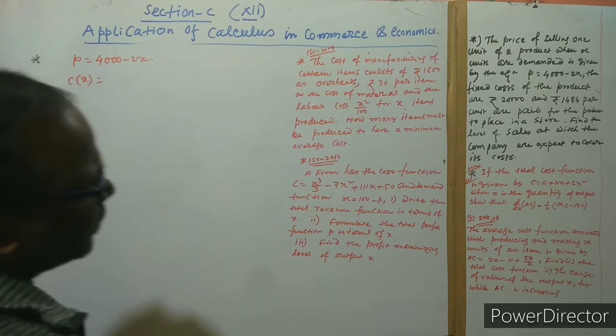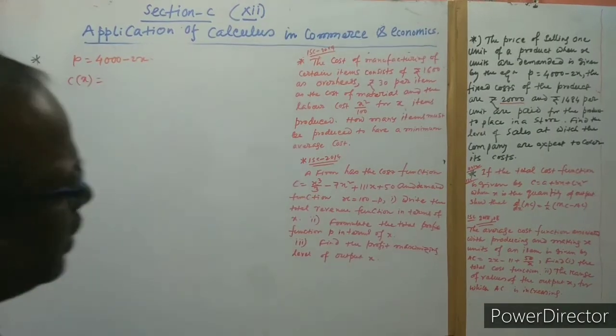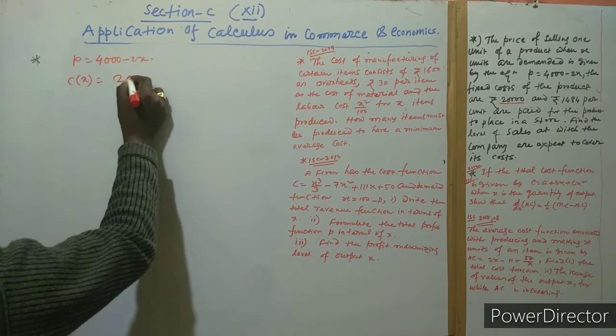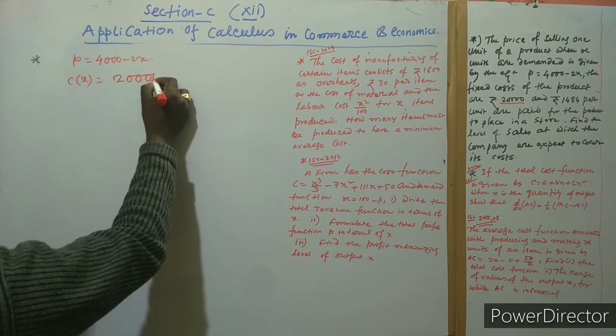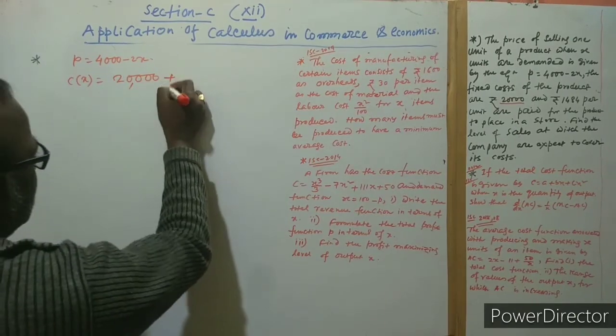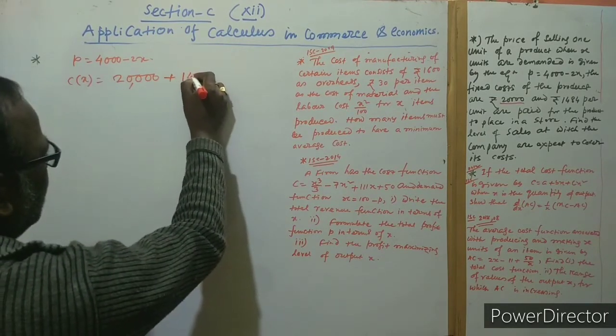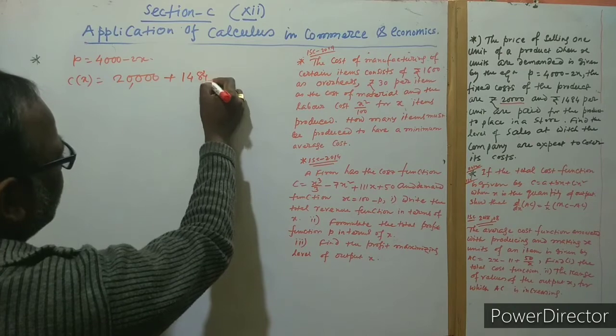So C has the 20,000 as the fixed cost. So you can write that 20,000 plus the per unit price here is 1484 into x.